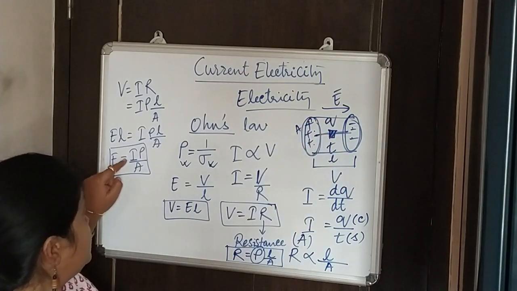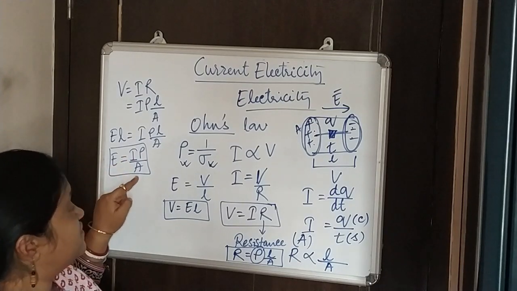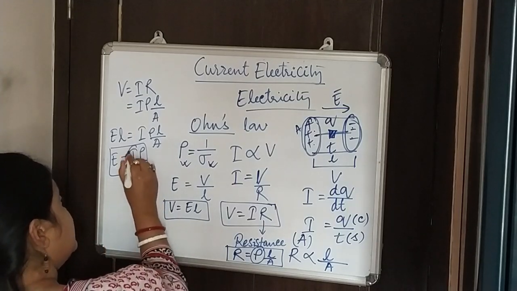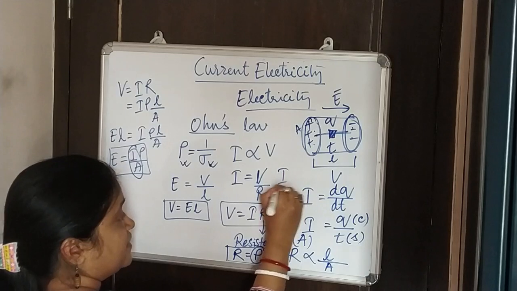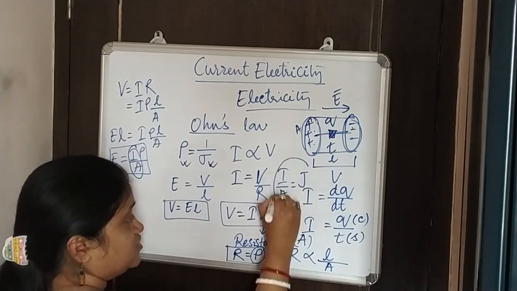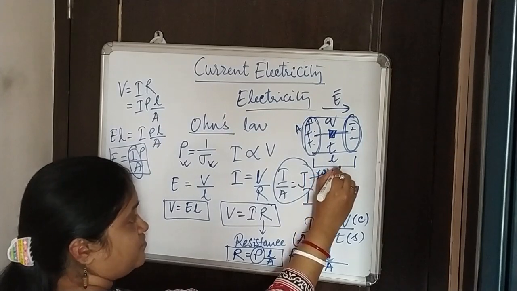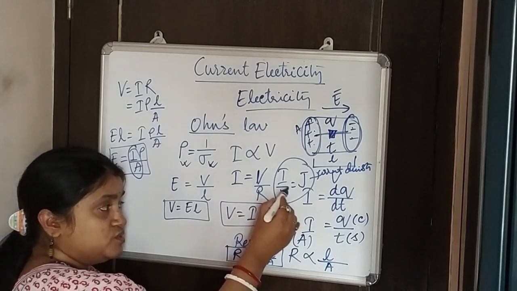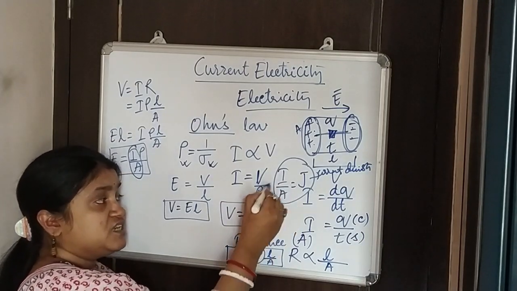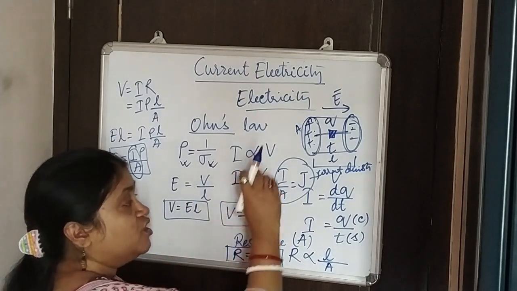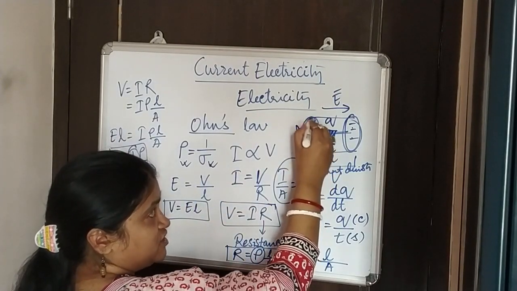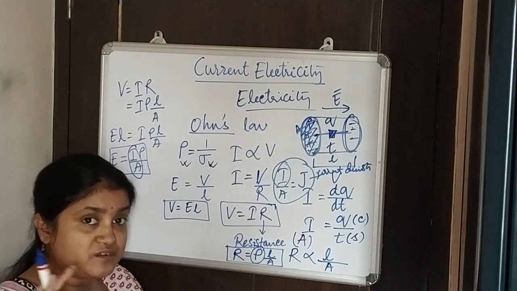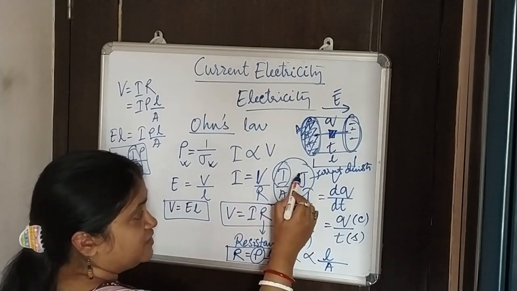Now the amount of current divided by cross-sectional area is what we have called current density. I by A is called J, which is current density. So current density is a quantity which says that in a particular cross-section of any material, how much ampere of current is flowing through a particular cross-sectional area.